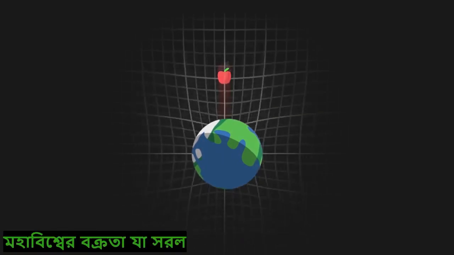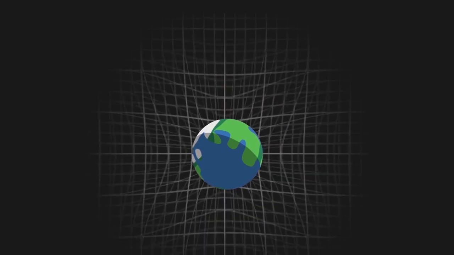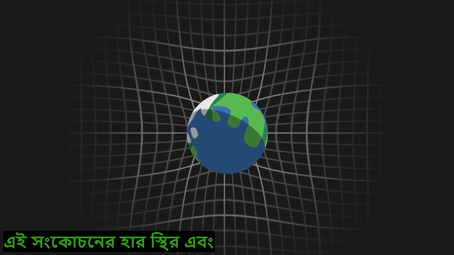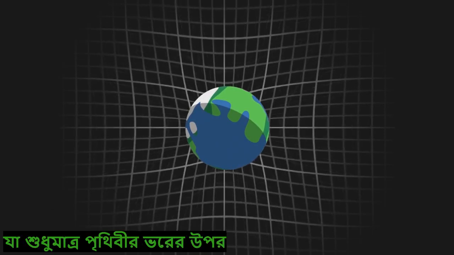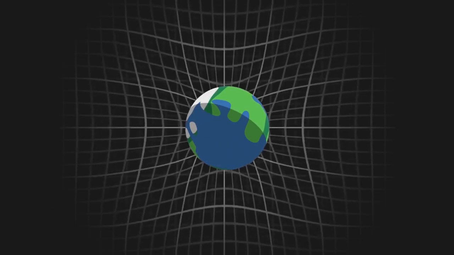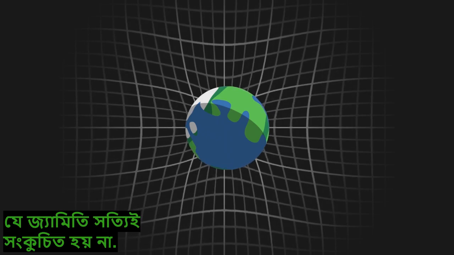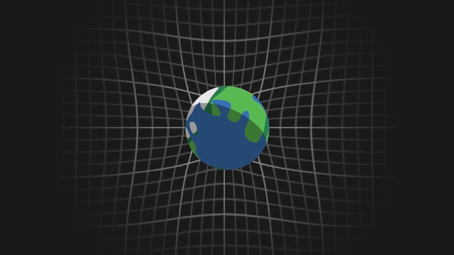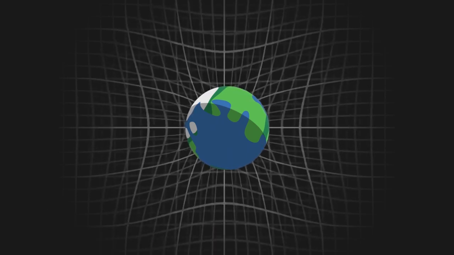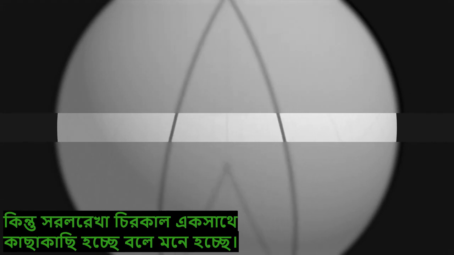The curvature of the universe, which causes straight lines to dive into the Earth, becomes a movement of contraction. The rate of this contraction is constant and perpetual because the curvature of space-time, which depends only on the mass of the Earth, is always the same. However, it is very important to understand that the geometry does not really contract. It's the fact that straight lines get closer together that gives this impression of contraction. The phenomenon is quite similar on the surface of a sphere. The curvature is constant on the sphere, but the straight lines seem to be perpetually getting closer together.